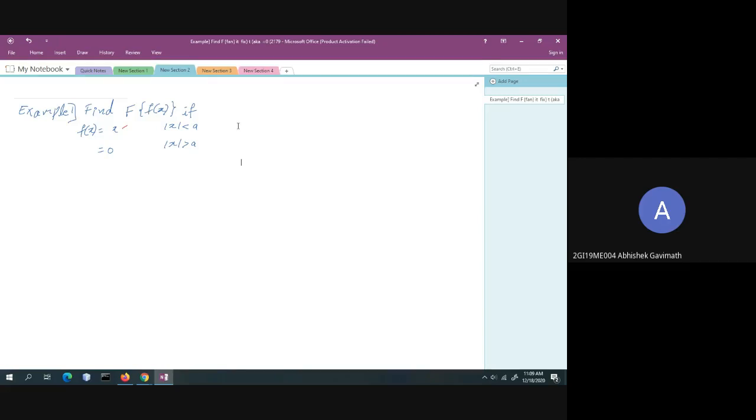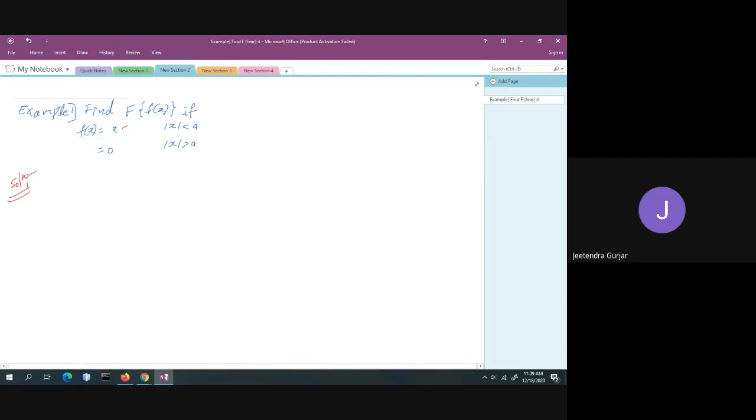1 for mod x less than 1, 0 for mod x greater than 1. Okay. So we'll solve this, no problem. So this is again... We'll go to the next example.